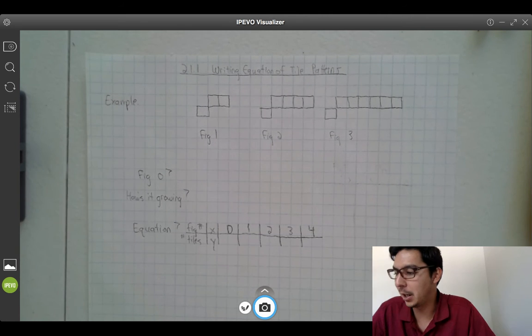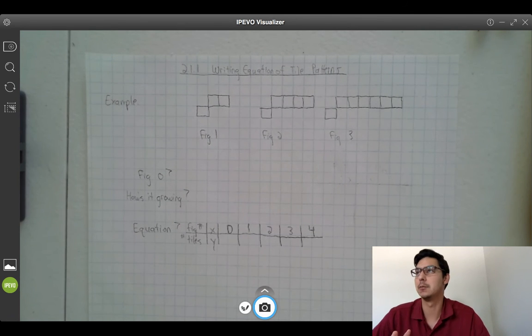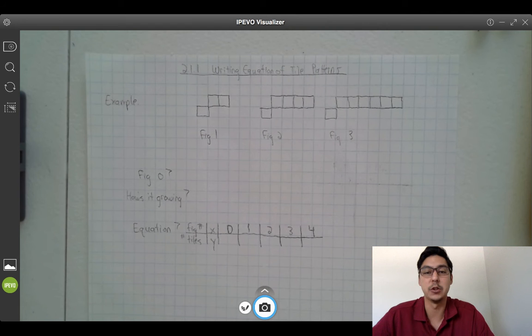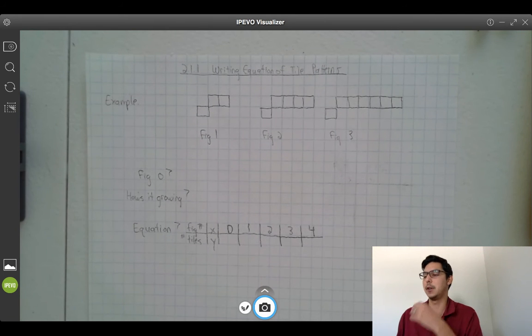Today talking about how to write the equation from a tile pattern. So a week ago we talked about tile patterns, and now we're going to use these tile patterns and how they're growing to write equations to help us make predictions farther down the road.